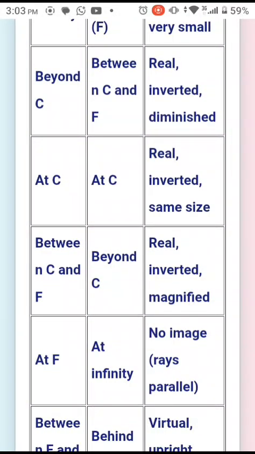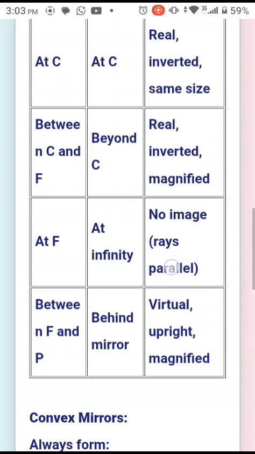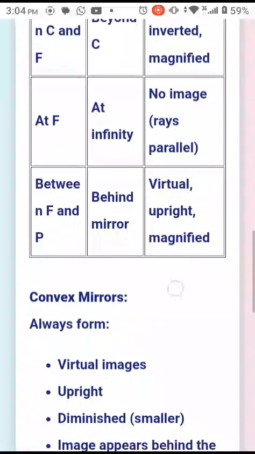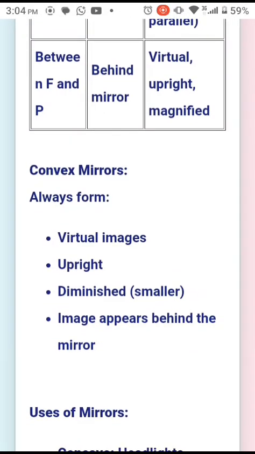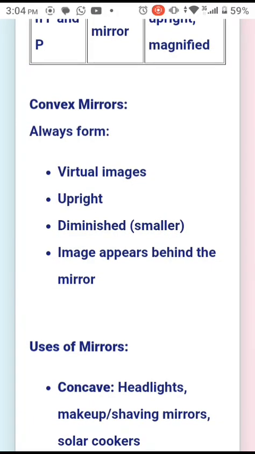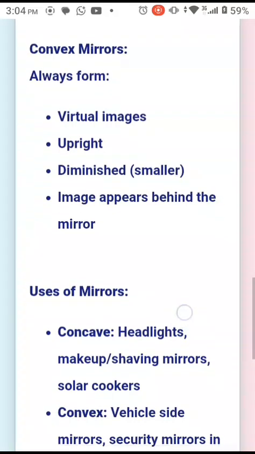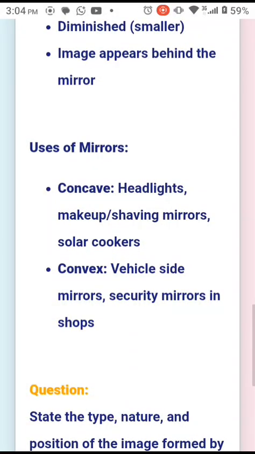Object between F and P: image behind the mirror, virtual, upright, magnified. Convex mirrors always form virtual images, upright and diminished, smaller. The image appears behind the mirror. Uses of mirrors. Concave: headlights, makeup and shaving mirrors, solar cookers. Convex: vehicle side mirrors, security mirrors in shops.